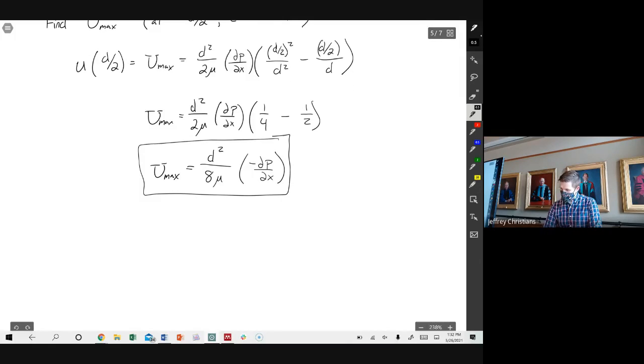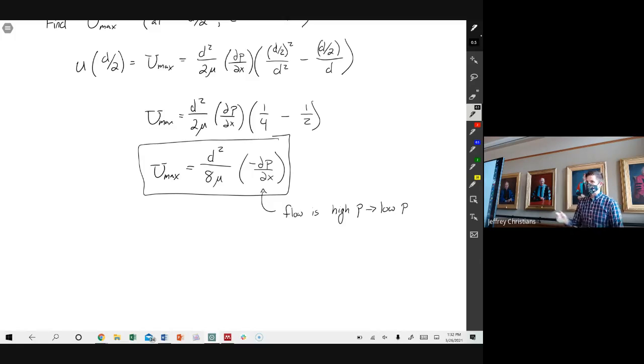So that's our max velocity. I put the minus on the dp dx because that means the flow is high pressure to low pressure. It's opposite the pressure gradient. dp dx is from low to high increases, so we go from high pressure to low pressure. So we go opposite of the pressure gradient.